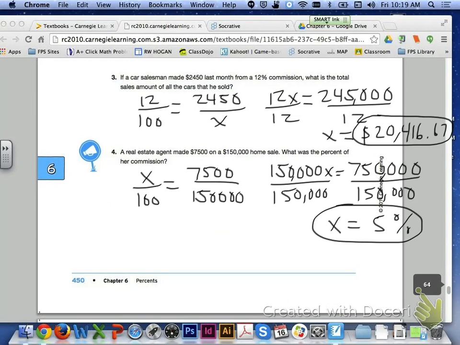If I take a look at number 3, in this question I am trying to determine the whole. I know the part and I know the percent. So when I set my problem up and I cross multiply, the total sales amount of all the cars that he sold would be $20,416.67. For number 4, I know the part, I know the whole, and I'm trying to figure out the percent. So when I set my problem up and I cross multiply, x is going to be equal to 5%.